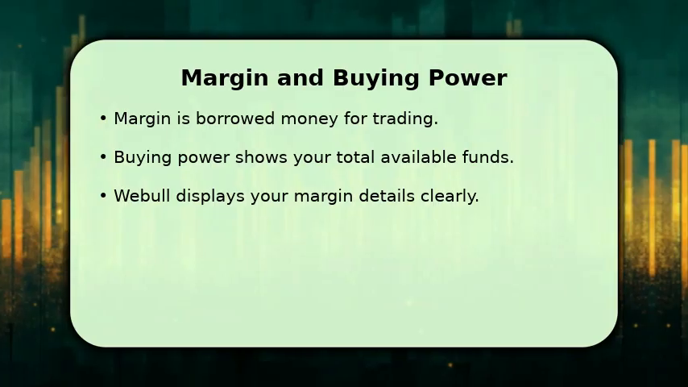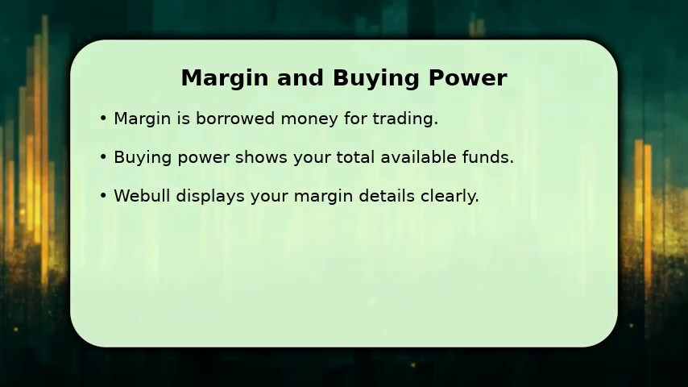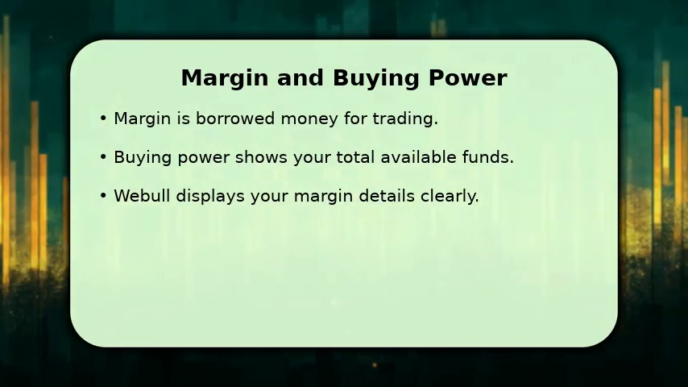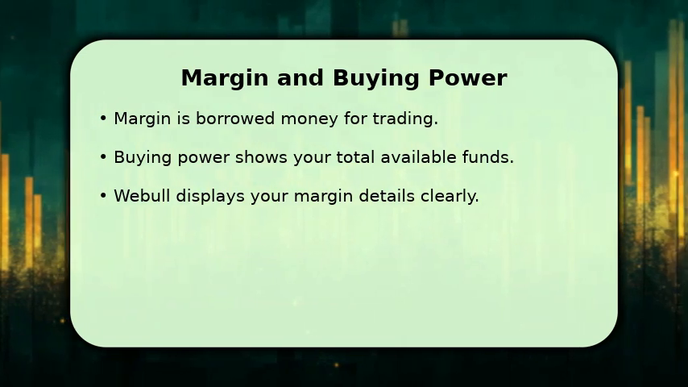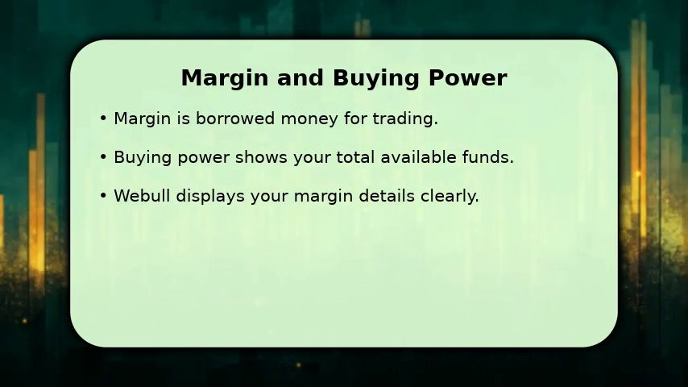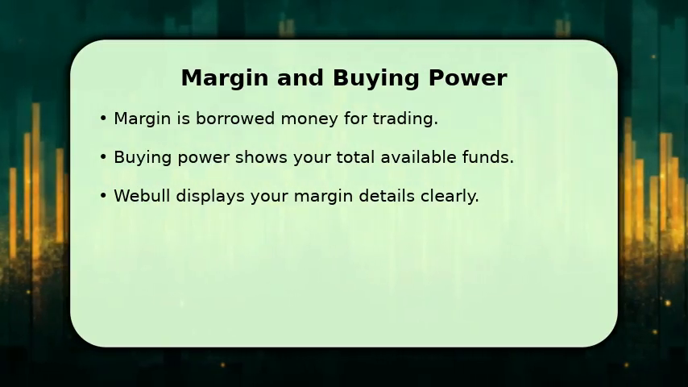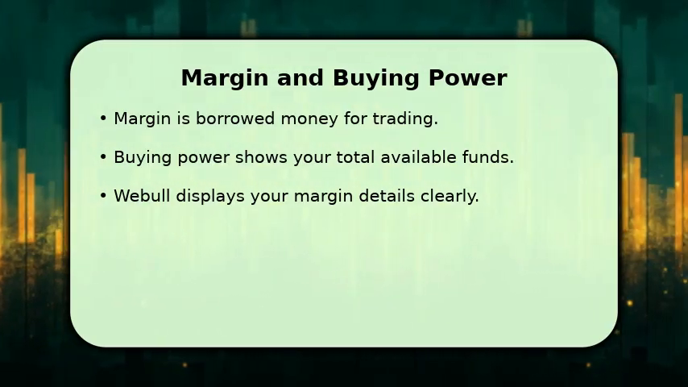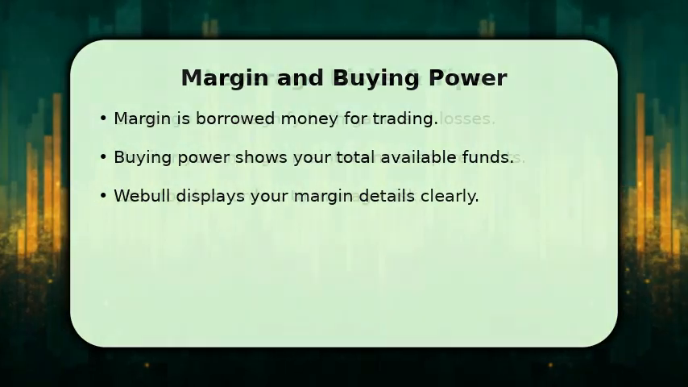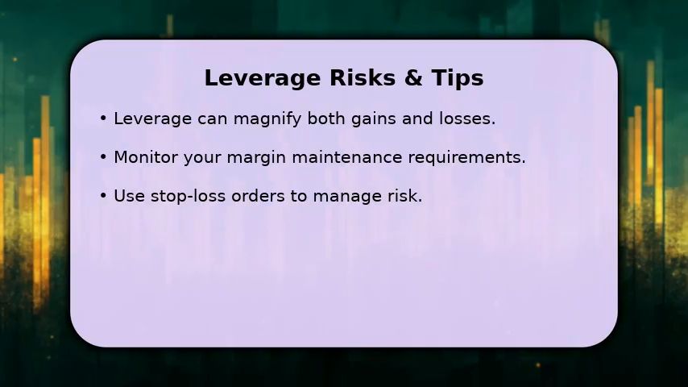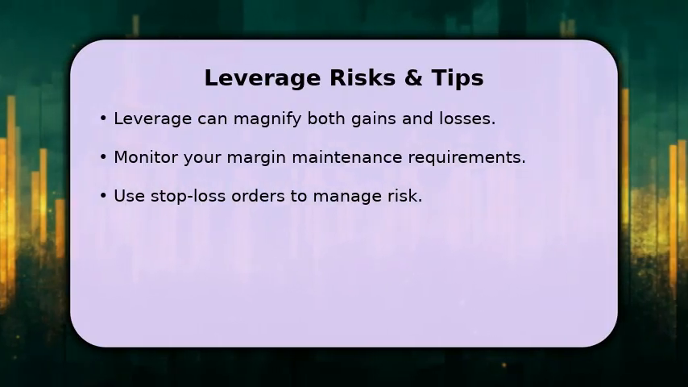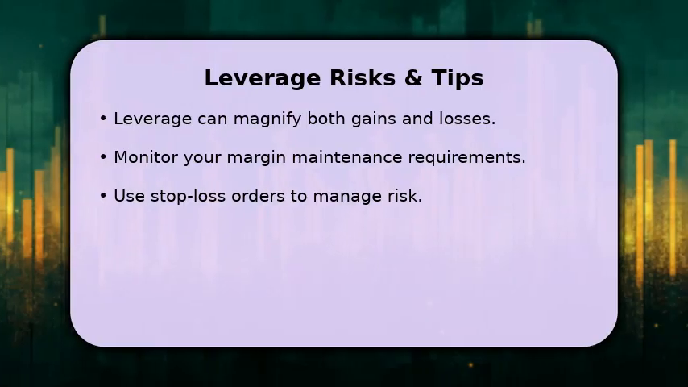Your buying power, then, is the total amount of funds you have available to trade, including both your cash and your available margin. Webull clearly displays these figures within your account, helping you keep track of your leverage and trading capacity. While leverage can boost your potential returns, it also significantly magnifies your losses.